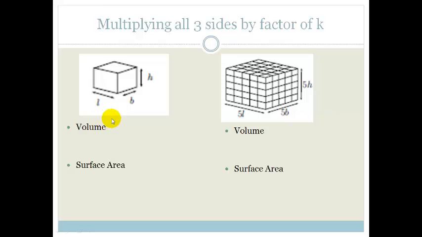Let's multiply all three sides by factor k. So in this case, your volume is just going to be length times breadth times height. Okay, obvious. Now the new volume is going to be 5L times 5B times 5H, which is going to be 5 cubed times length times breadth times height. So do you agree that we could say the new volume is going to be k cubed times the original volume? So there's a definite relationship between our volumes.